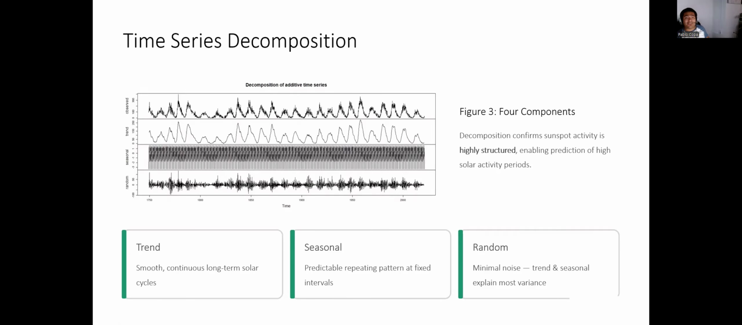For a wireless carrier, this matters because structured patterns are easier to plan around. If solar activity follows repeated cycles, the company can monitor those cycles and prepare for periods of higher risk. This supports better operational planning and reduces the chance of being surprised by signal related issues.